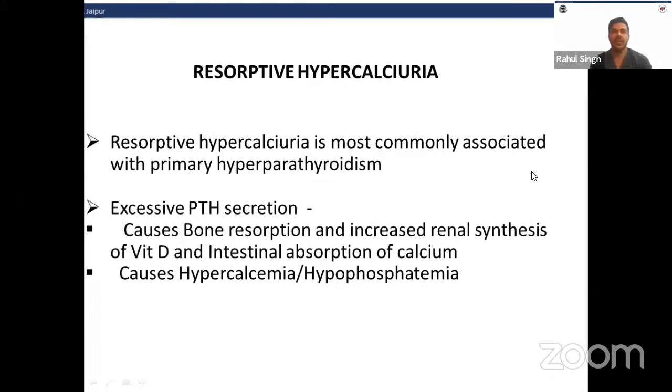Resorptive hypercalciuria is most commonly associated with primary hyperparathyroidism. Excessive parathormone secretion leads to excessive bone resorption, increased renal synthesis of vitamin D, and increased intestinal absorption of calcium. It also causes hypercalcemia and hypophosphatemia.